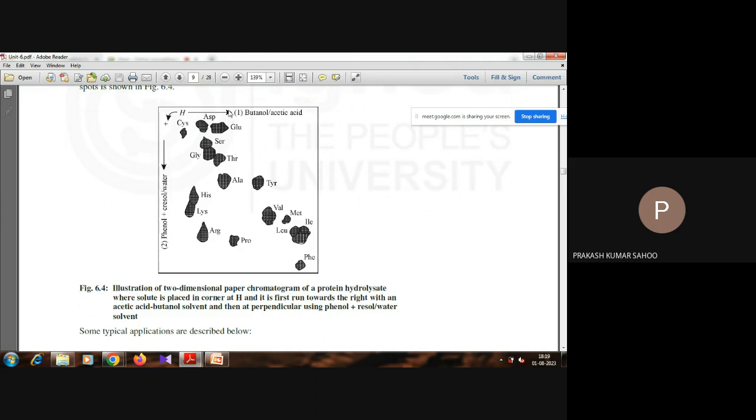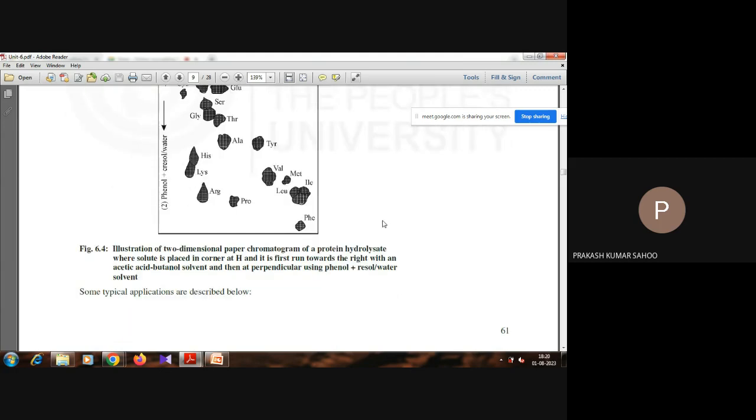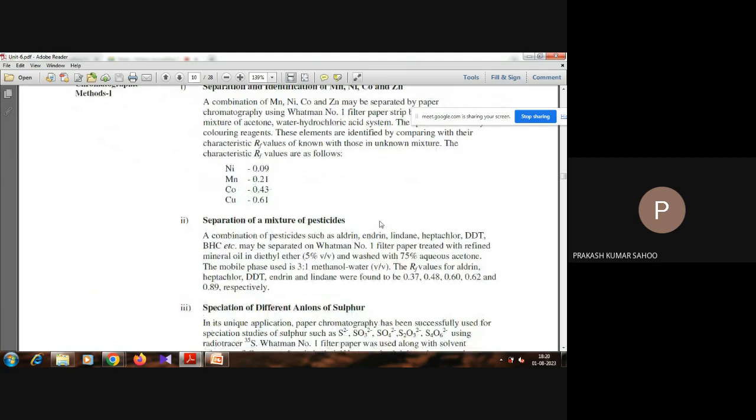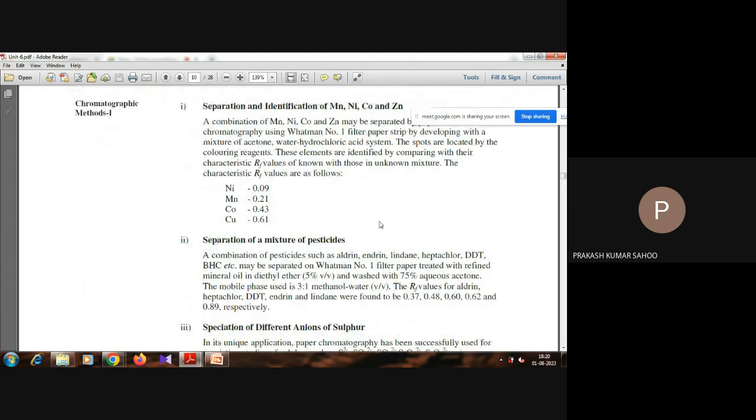In the two axes, we use two different types of solvents, one in the horizontal direction and one in the vertical direction. In the horizontal direction, the samples or spots are like this, but in the vertical, the spots are just above. So this is two-dimensional paper chromatography. Then we have separation and identification of, for example, manganese, nickel, cobalt, and zinc, and these are the Rf values.